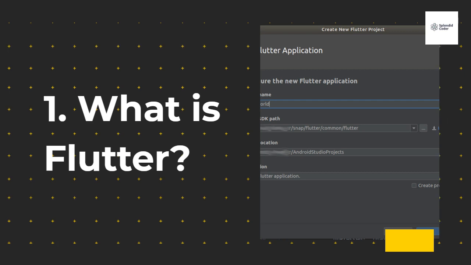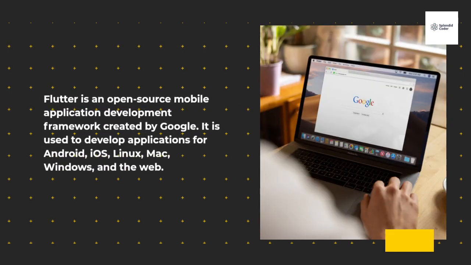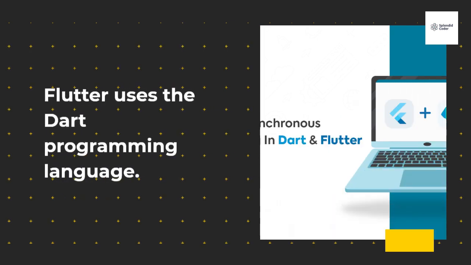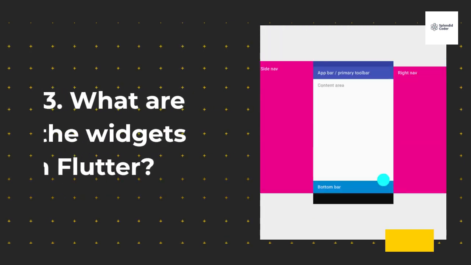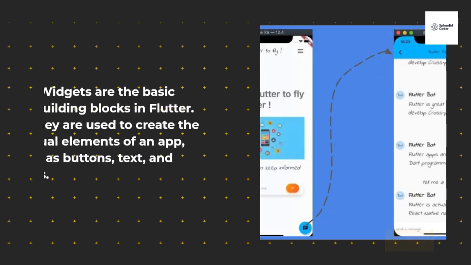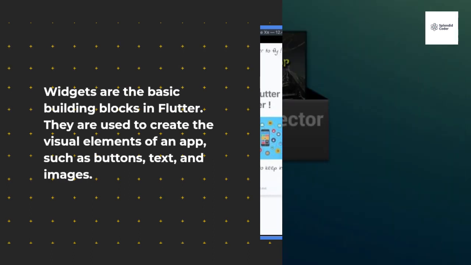1. What is Flutter? Flutter is an open-source mobile application development framework created by Google. It is used to develop applications for Android, iOS, Linux, Mac, Windows, and the web. 2. What programming languages does Flutter use? Flutter uses the Dart programming language. 3. What are the widgets in Flutter? Widgets are the basic building blocks in Flutter. They are used to create the visual elements of an app, such as buttons, text, and images.